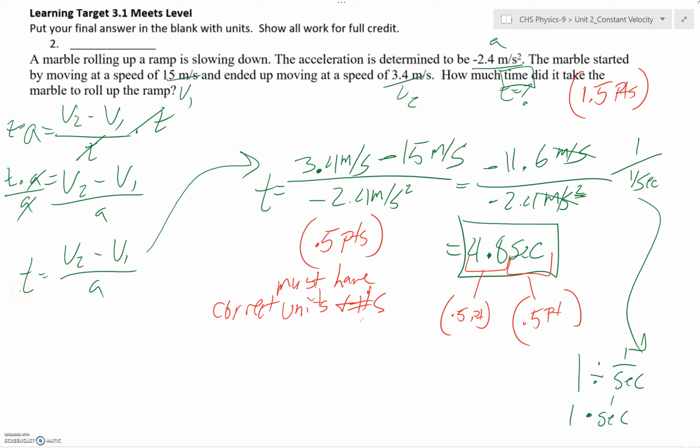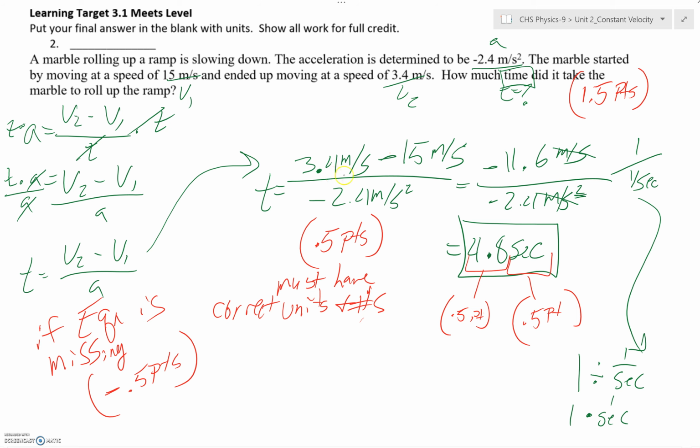So the way that's going to work out is if the equation is missing, you get minus 0.5 points. Okay, so let's say you had just written down seconds. You did not have the equation, you didn't have the work, you didn't have 4.8, you just wrote seconds on there. It seems like you'd get half a point. Well, if you don't have the equation, you're not going to get that half a point.